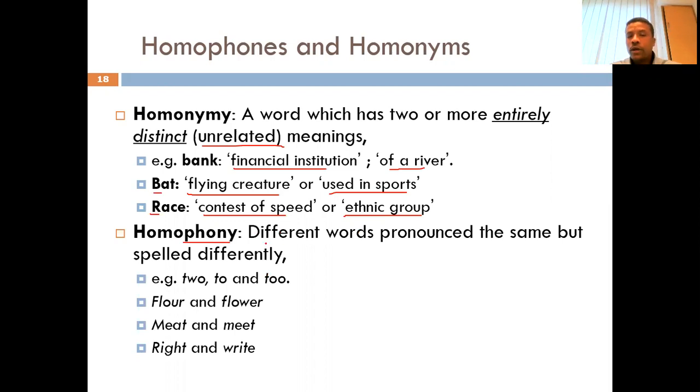So here we are talking about different words pronounced the same but spelled differently. Like if you see the word two, all of them are pronounced as two, but as you can see, the spelling is quite different. Their meaning is quite different. Flower and flour, meat and meet, right and write. As you can see, they are spelled differently, but they are pronounced the same. Mind you, it's not only the spelling that's different, the meaning is also different.